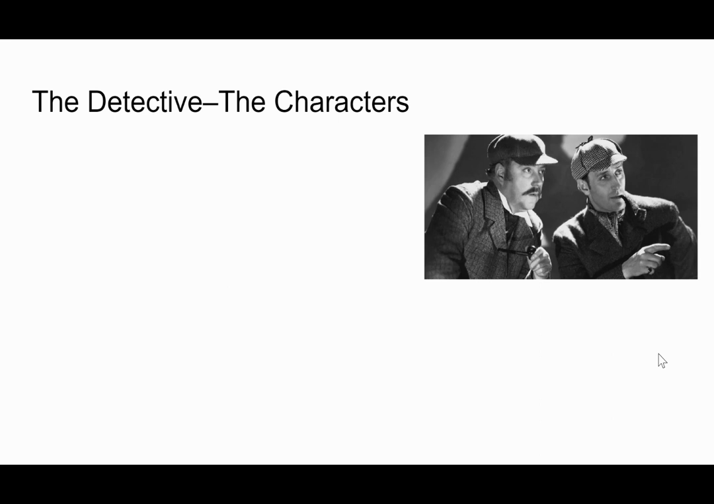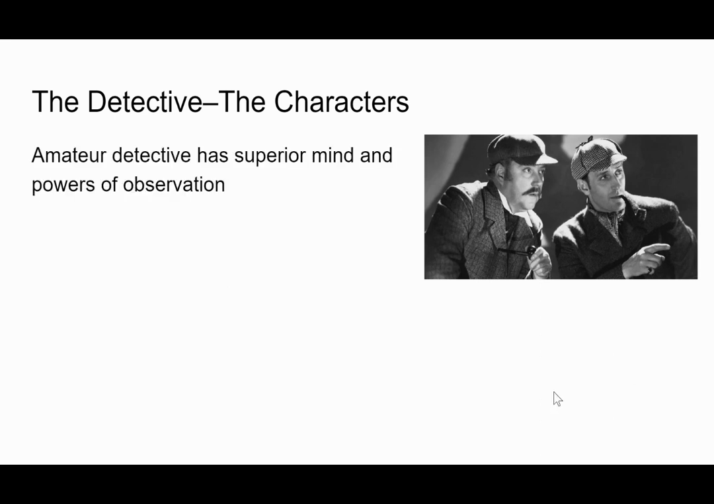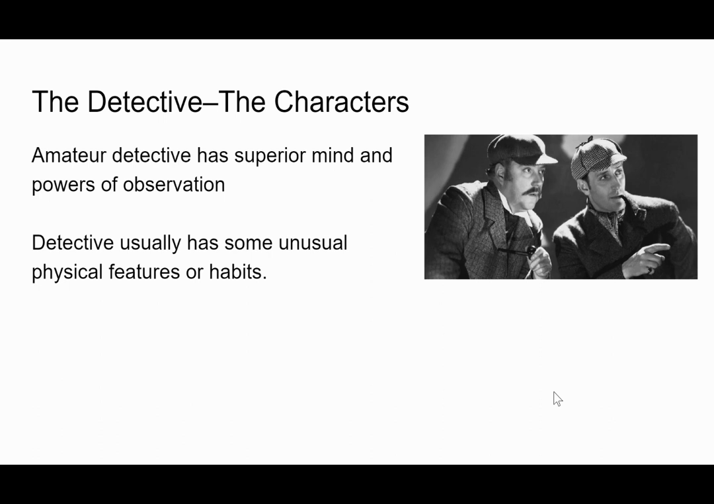Looking at the characters in a traditional detective novel, the detective usually is smarter than everyone else and sees things that other people don't. Usually, the detective will have some unusual features, some unusual physical habits. Sherlock Holmes will break things down into how many bowls of pipe tobacco he should smoke. To solve this, he will play the violin for hours. He has all sorts of weird ideas about how life should be.